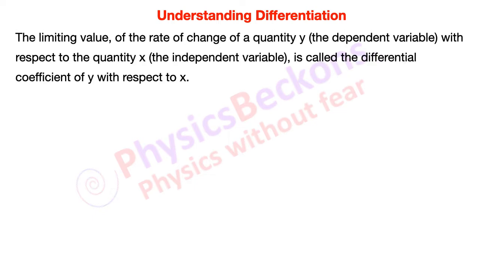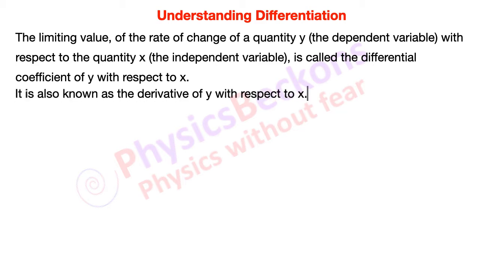The limiting value of rate of change of quantity y with respect to quantity x is called differential coefficient of y with respect to x. It is also known as derivative of y with respect to x. The instantaneous rate of change of y with respect to x is also called the derivative of y with respect to x, and it is denoted by the symbol dy by dx.